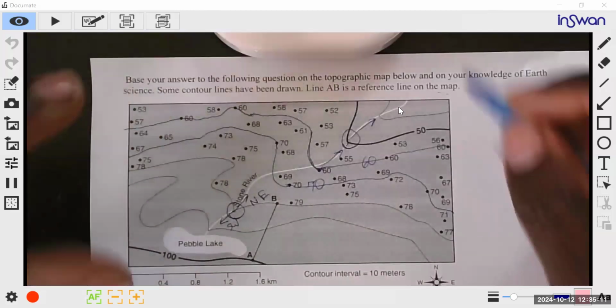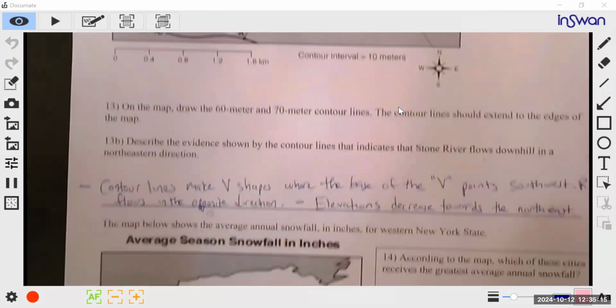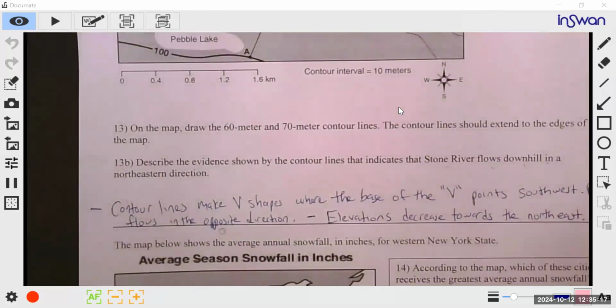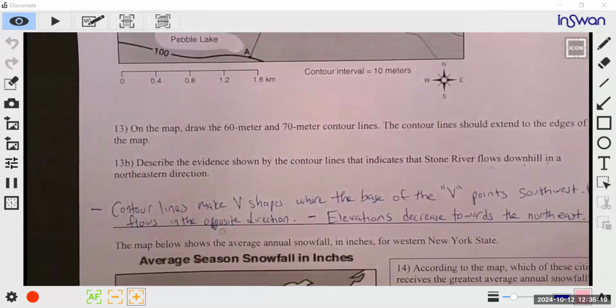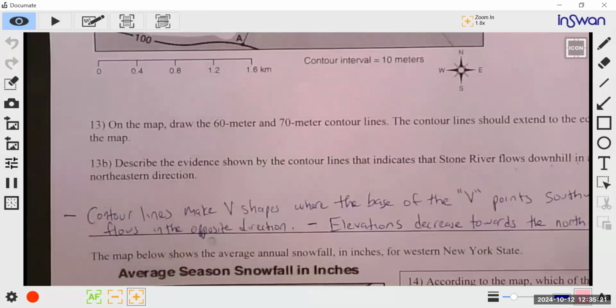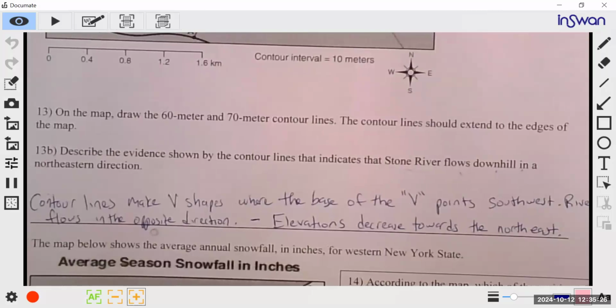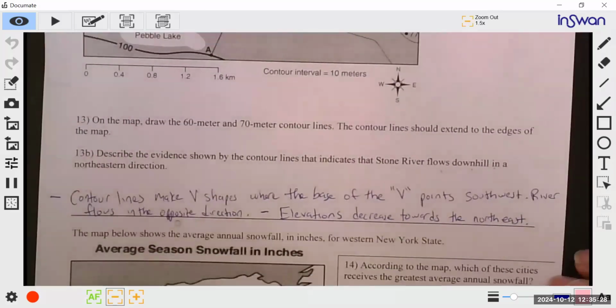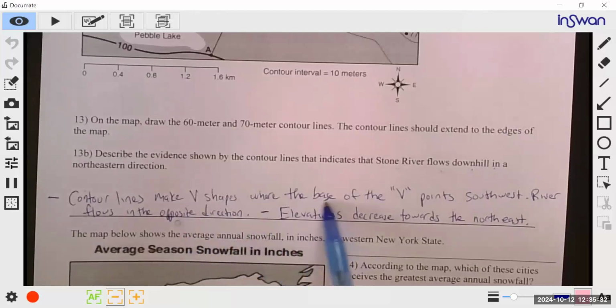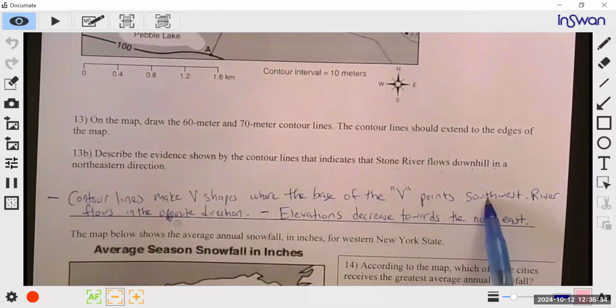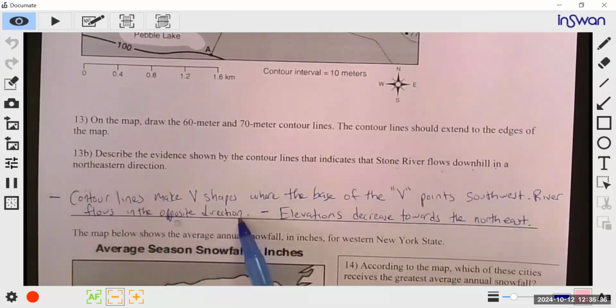All right. So these are some of the things that you could have stated. You could have stated that contour lines make V shapes where the base of the V points southwest. River flows in the opposite direction.